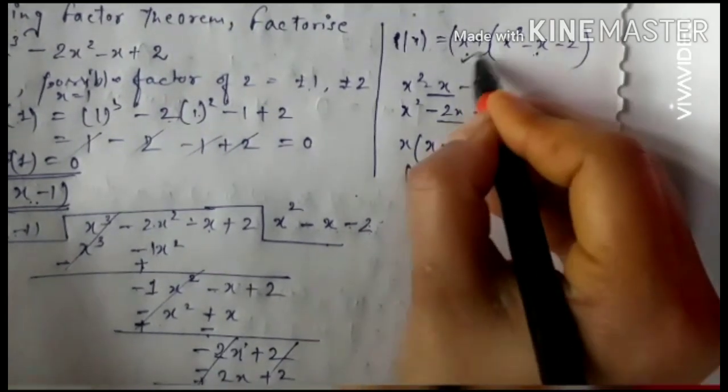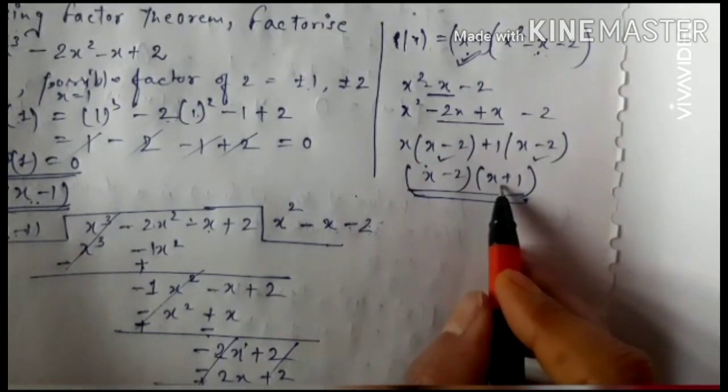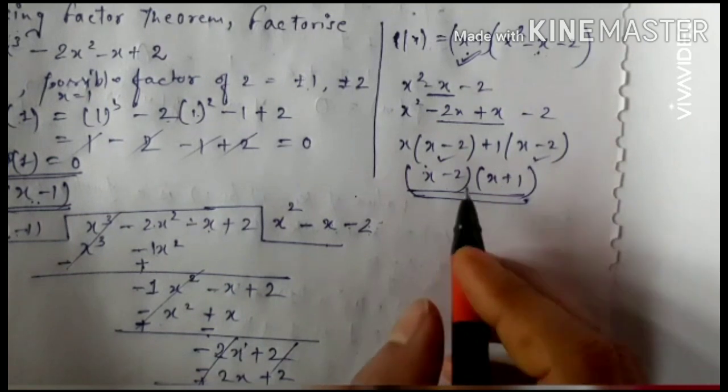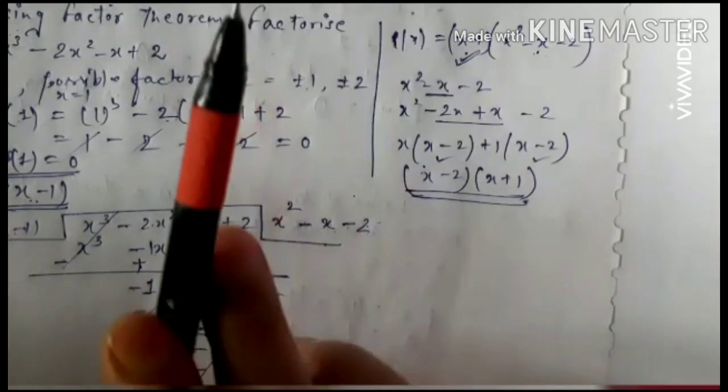So now you get 3 factors. First one is your x minus 1, second is your x minus 2, and third one is your x plus 1. So you have got the 3 factors of this cubic polynomial. Is it clear?